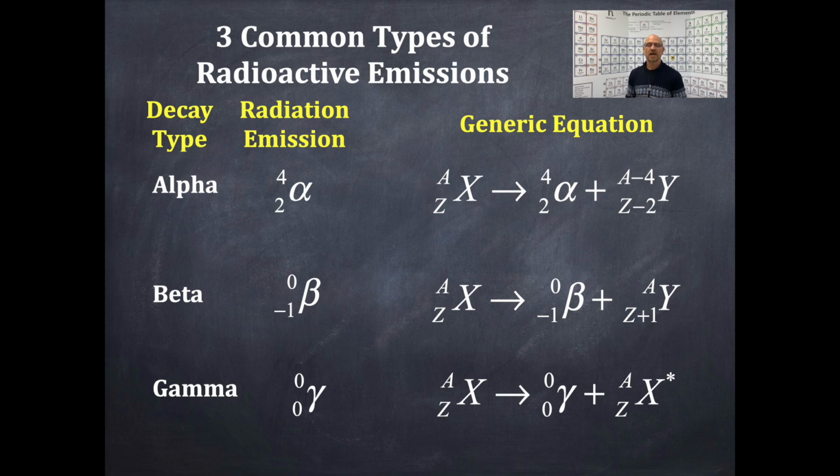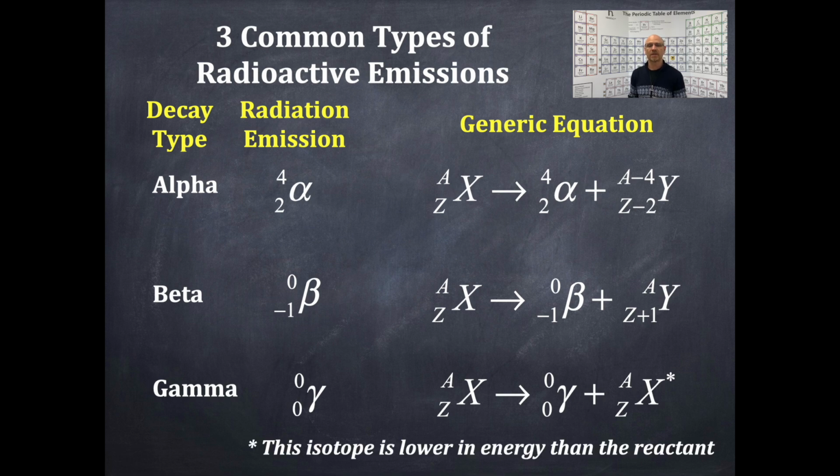You notice that I have an asterisk on the product side of the new element, which it's actually not a new element. What is actually happening is with the release of that gamma particle, you're lowering the energy of that atom and the energy of the nucleus, and that becomes more stable over time. That's the deal, in short, in brief.